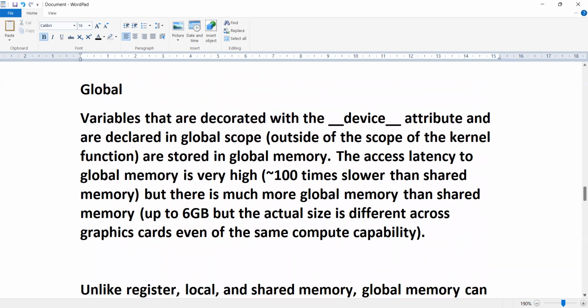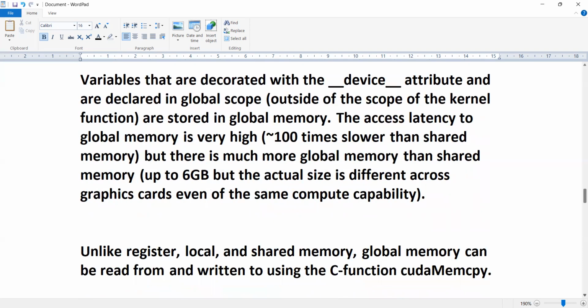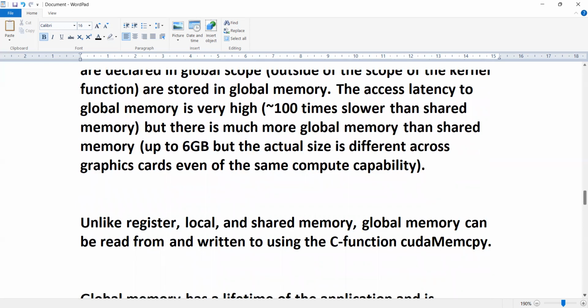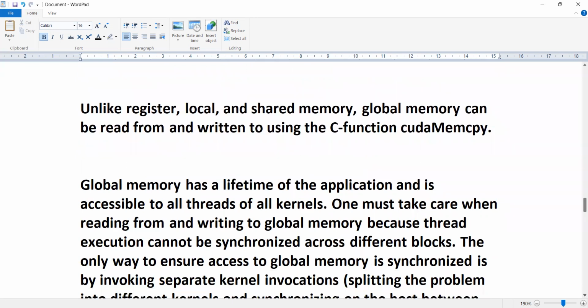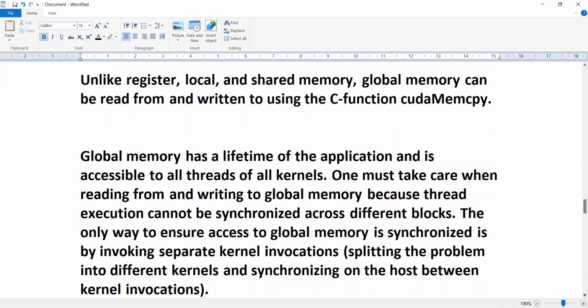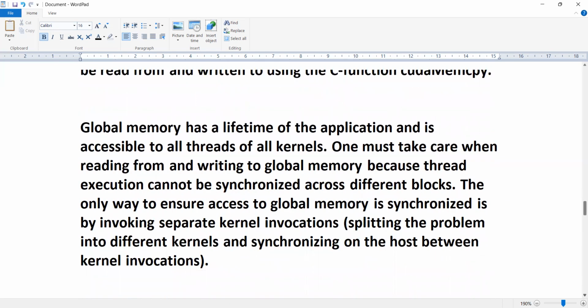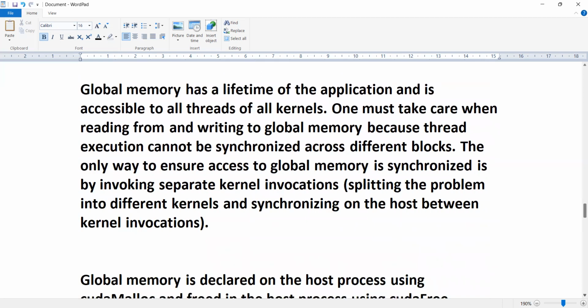Global variables that are decorated with the __device__ attribute and are declared in global scope, outside of the scope of the kernel function, are stored in global memory. The access latency to global memory is very high, 100 times slower than shared memory, but there is more global memory than shared memory. Unlike register, local and shared memory, global memory can be read from and written to using the C function cudaMemcpy from the CPU. Global memory has a lifetime of the application and is accessible to all threads of the kernels.